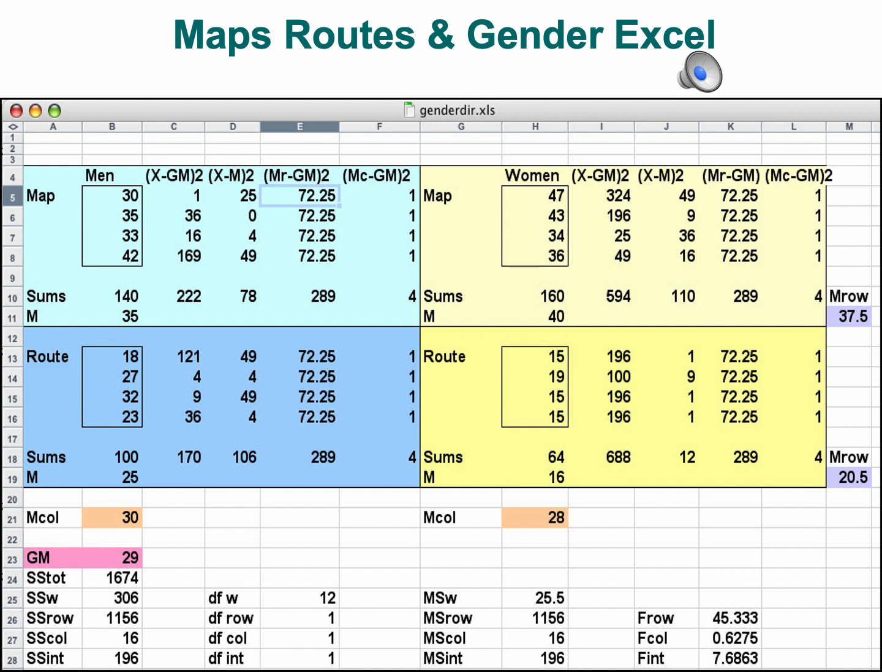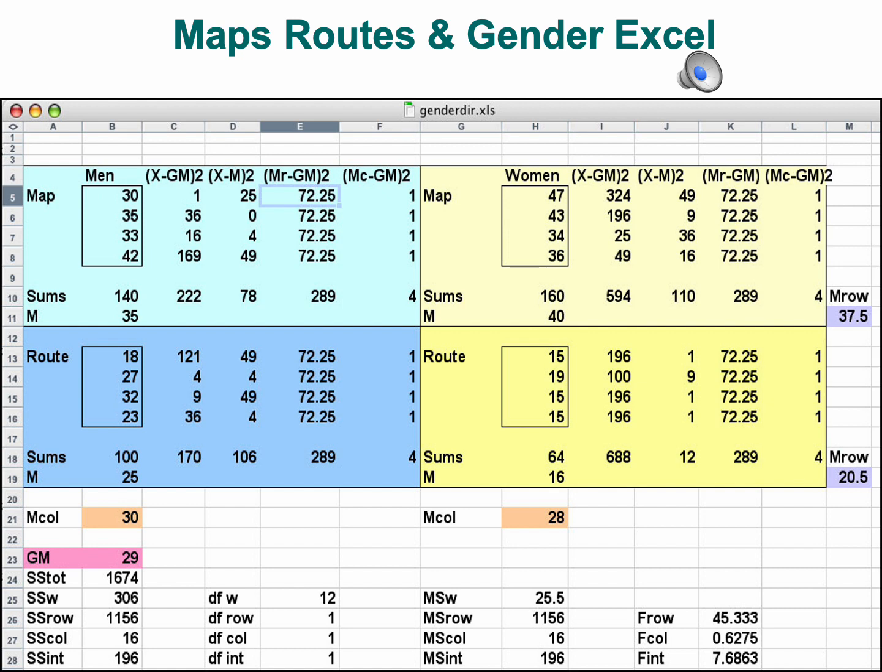The next subject's score was 35, and subtract that from the grand mean of 29, that's 6, so 6 squared is 36, and so on down the column there. The next column represents the deviation of the individual score from the mean of this cell. Now the mean of this cell is 35. You see that in the bottom left corner of that cell.